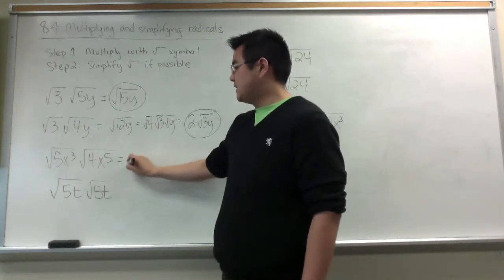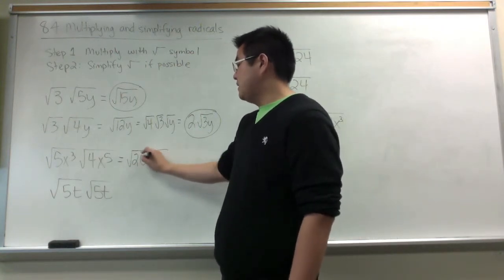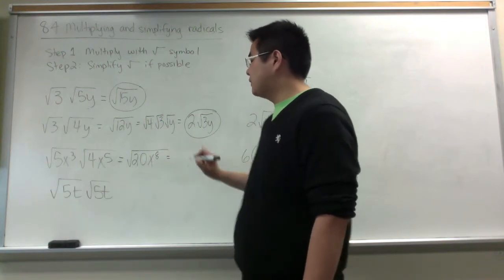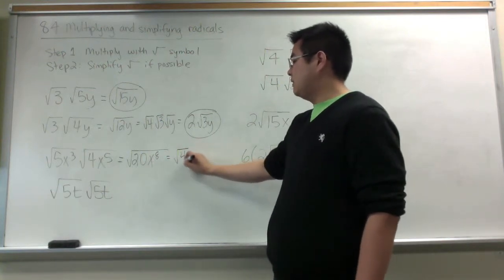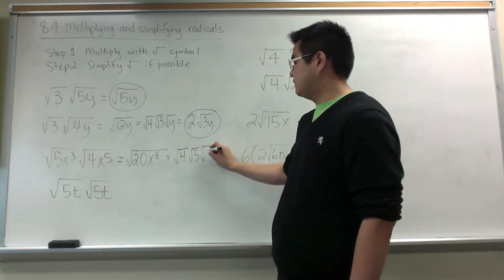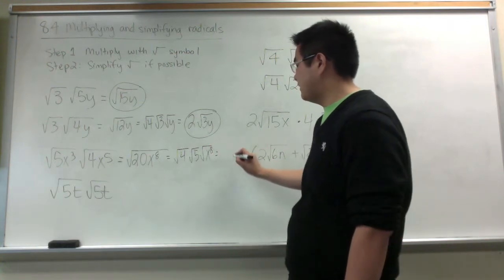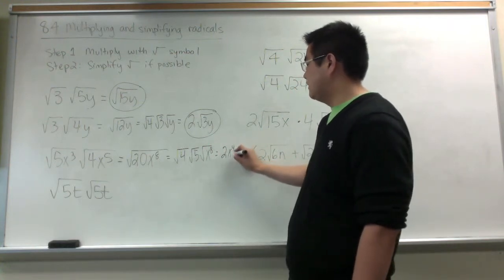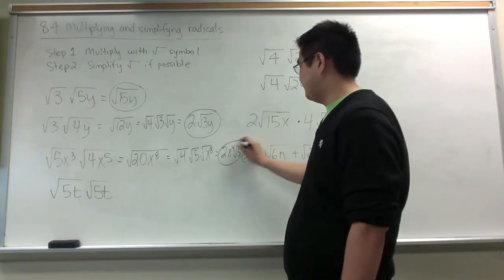In this next example, I'm going to multiply this together and I'll get 20x to the 8th. I'm going to break this up into root 4, root 5, root x to the 8th, and my final answer would be 2x to the 4th, root 5.